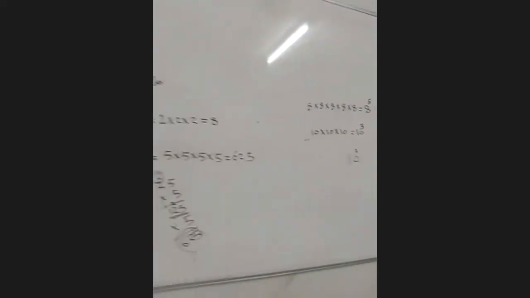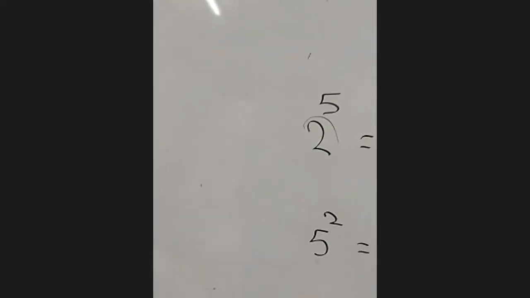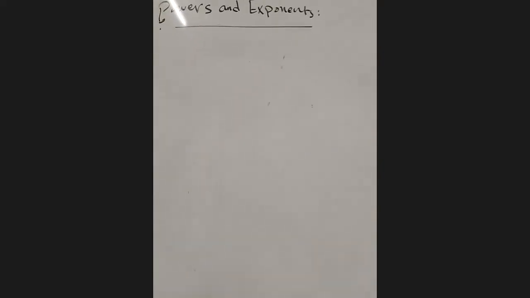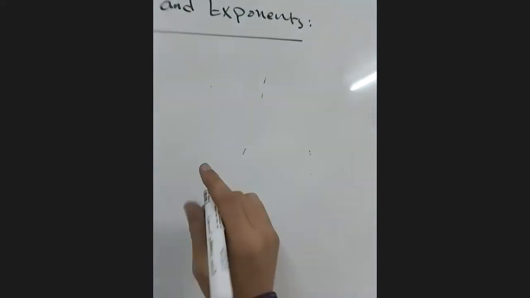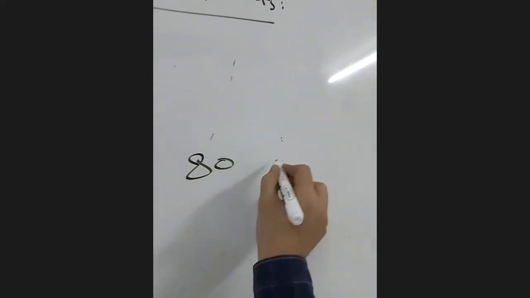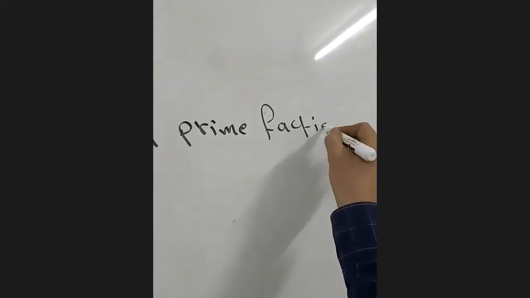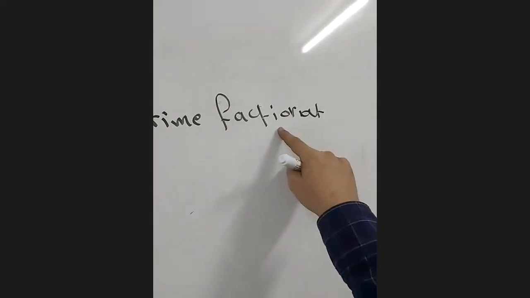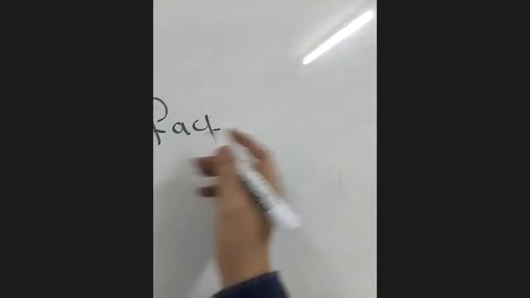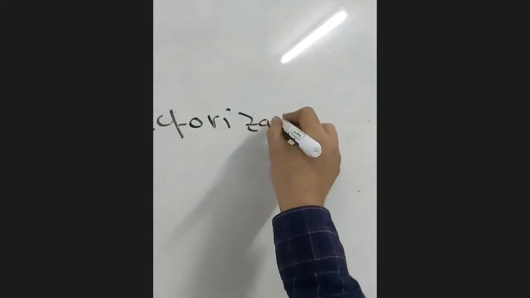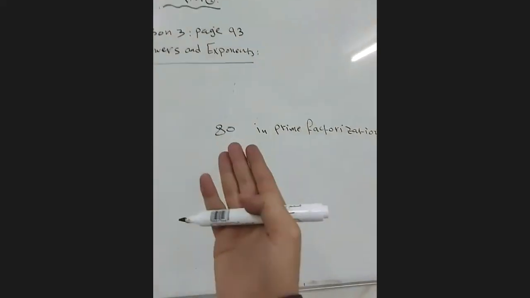Now, this is the second idea. The third idea before we go to the lesson, guys. Yesterday, we took something we call prime factorization, if you remember. And I want someone to help me about yesterday here: how we make 80 in prime factorization. Who can help me, guys? Because I want to use the idea of yesterday and today. Let's remember yesterday together.